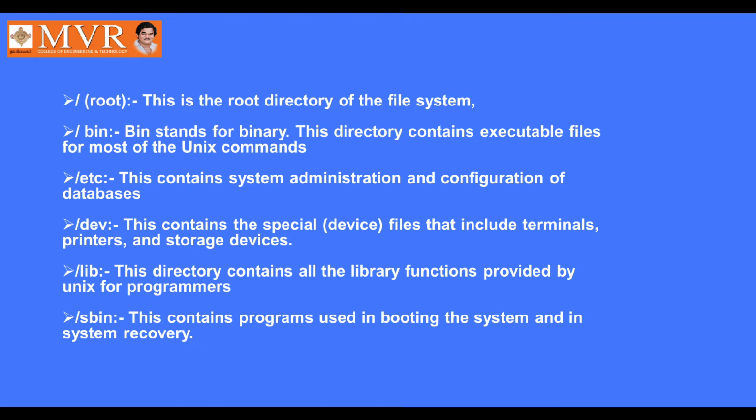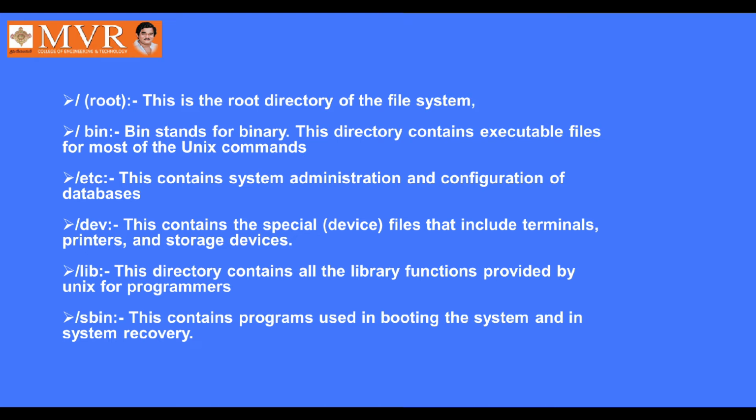Bin stands for binary. We all know what binary is, and this directory contains all the executable files for most of the Unix commands. As you know, we have hundreds or thousands of commands in Unix, and each command will have some binary information which will be executed when we use those commands. So this bin directory will have the executable files for most of the Unix commands.